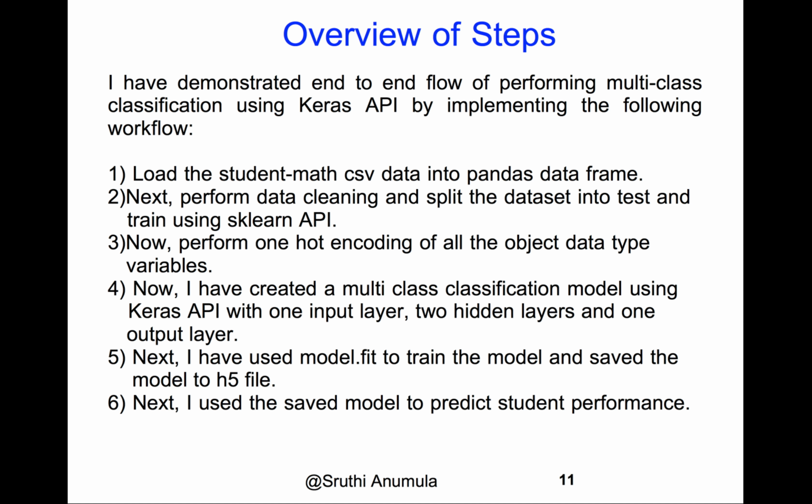For generating all the 3 models, I have followed these steps. First, I loaded the data into a pandas data frame. Then I performed the data cleaning and split the dataset into train and test. Now I went ahead and performed one-hot encoding of all the object data type variables. And then I created a multi-class classification model using Keras API with 1 input layer, 2 hidden and 1 output layer. Next, I used model.fit to train the model and saved the model to a H5 file. Next, I used the saved model to predict the student's performance.